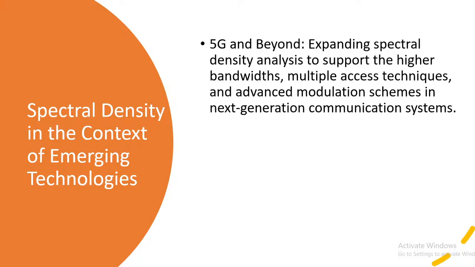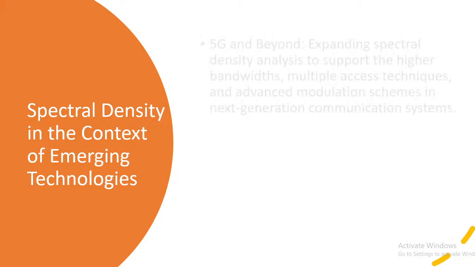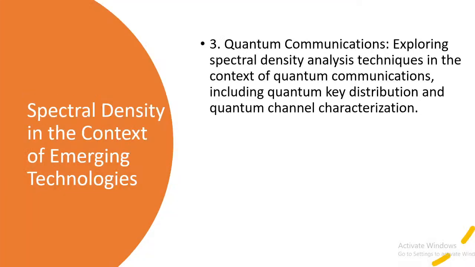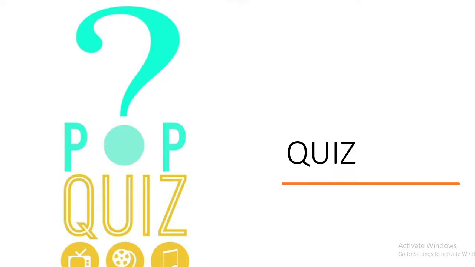So fifth generation, 5G means fifth generation communication systems, and beyond the fifth generation, which is sixth, seventh, etc. So expanding the spectral density analysis will support higher bandwidth, multiple access techniques and advanced modulation schemes. Next. Then quantum communication. Don't worry about this. Next. So with that, we come to the end of our discussion on energy and the power spectral densities or spectral densities.